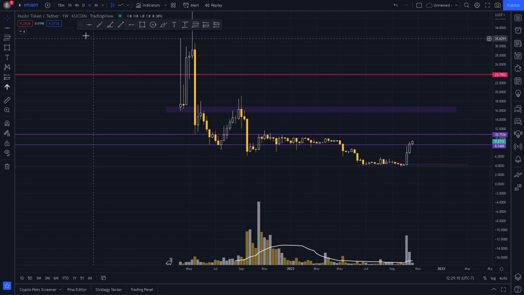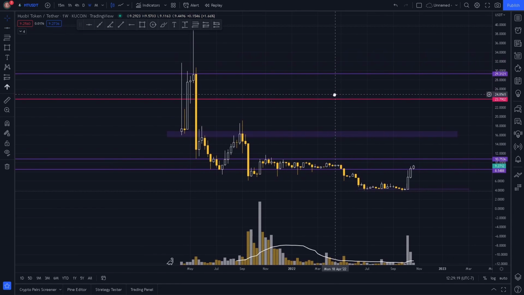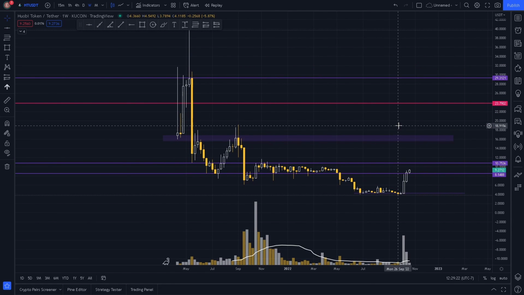Now, since there is not a lot of data, we can finish plotting our weekly swing high here, and that's all of our key levels plotted on the chart.